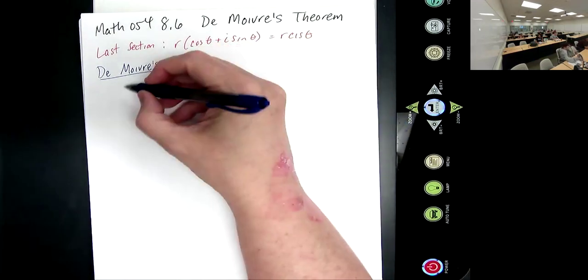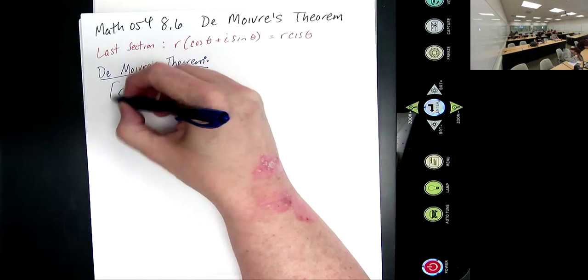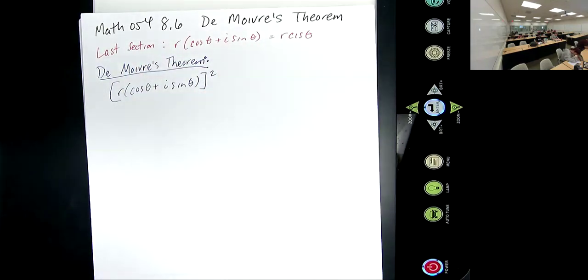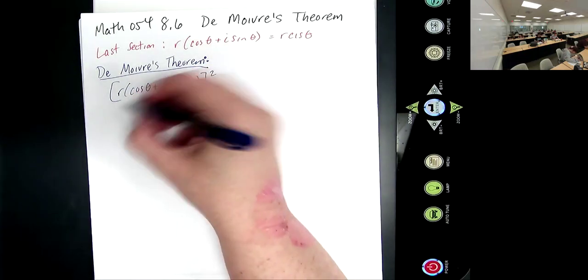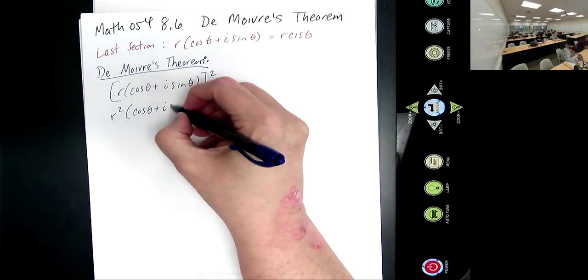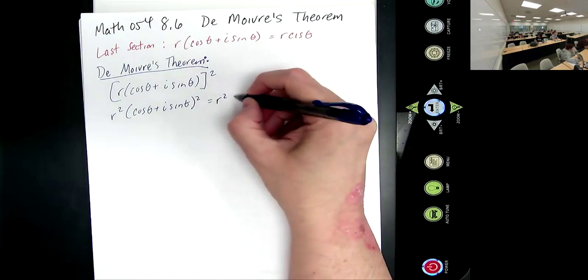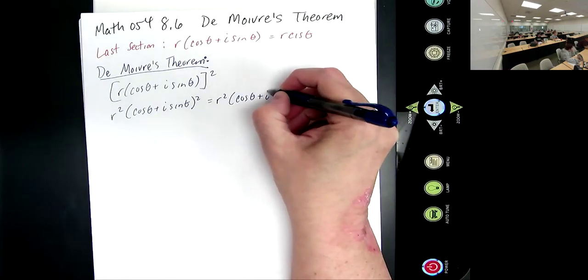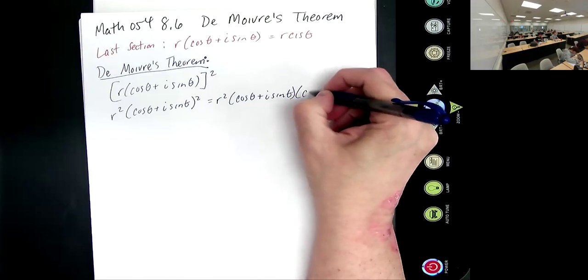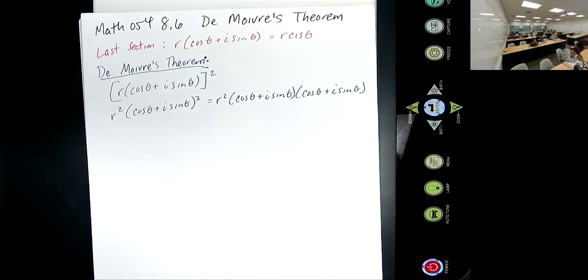Let's say we had R cosine theta plus I sine theta, the entire thing squared. Well, algebra: the square will apply to both things, so it will go to R squared and then we'll put the parentheses squared. But the parentheses squared really means multiplying them together twice. It's easy to forget that. It's easy to just want to square each term, but that's not how squaring works.